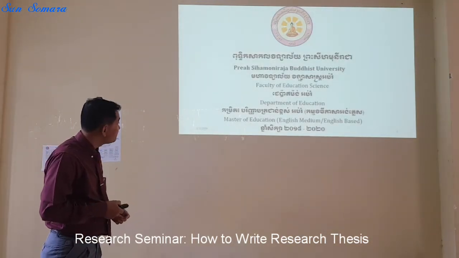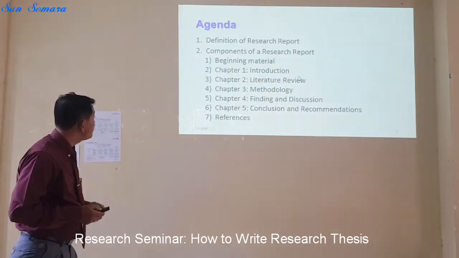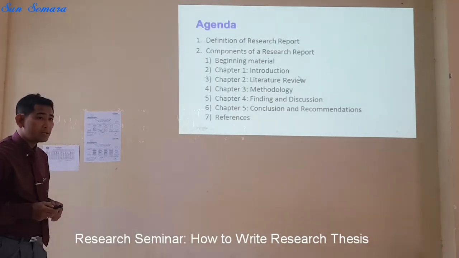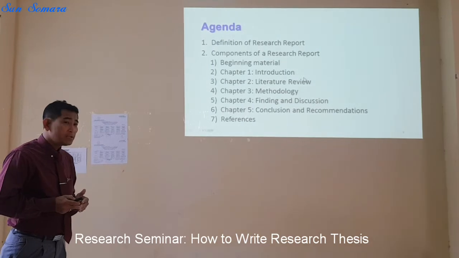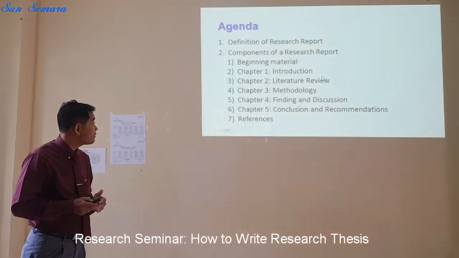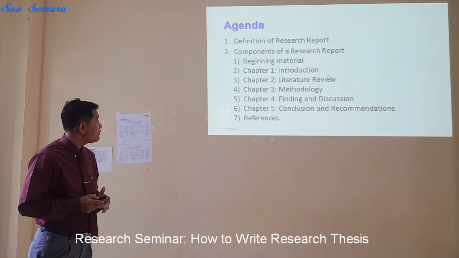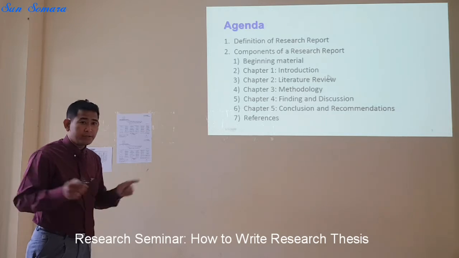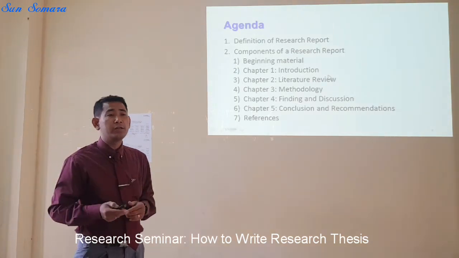We will talk about how to conduct the research. In the agenda list, we have the definition of research report, the components of research report, the beginning material in research report, and in a research report we have five chapters. The first chapter is the introduction, the second chapter is the literature review, the third is methodology, the fourth is findings and discussion, and the last one is the conclusion and recommendation. Another one is the reference. So this is the whole body of the research report that all of you need to do.